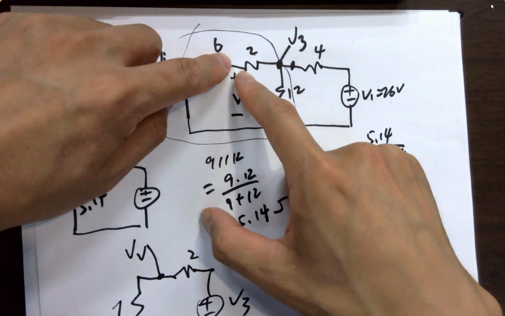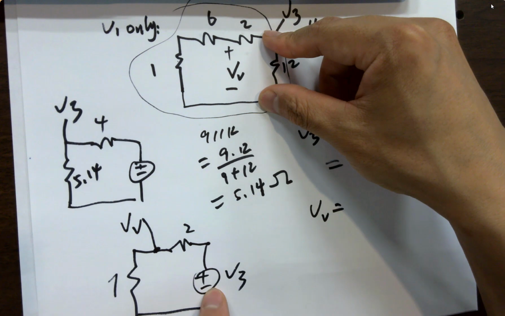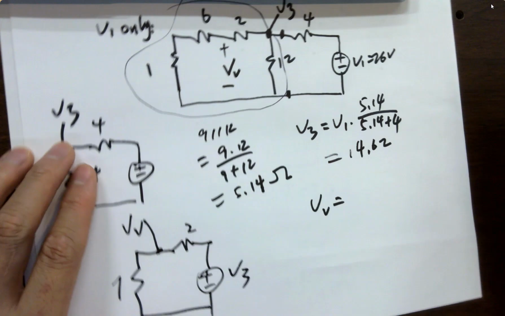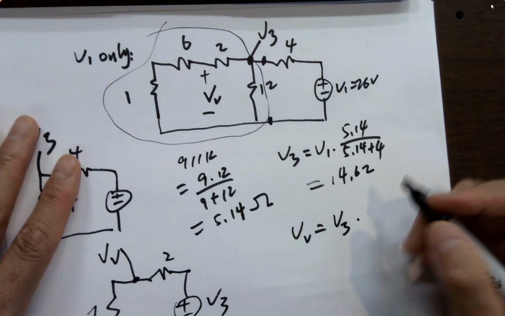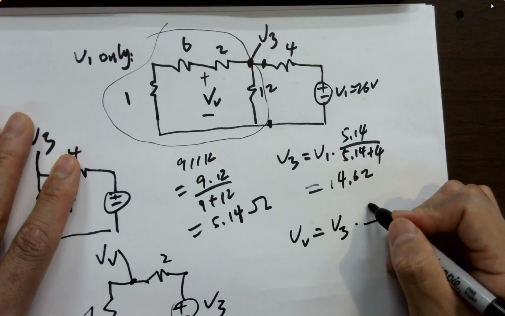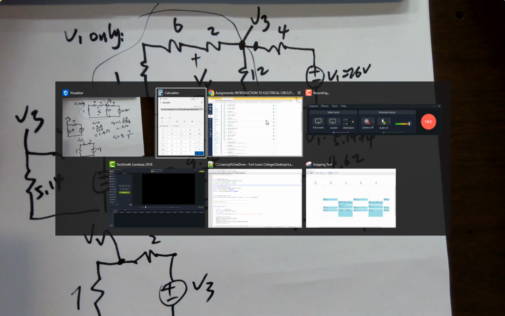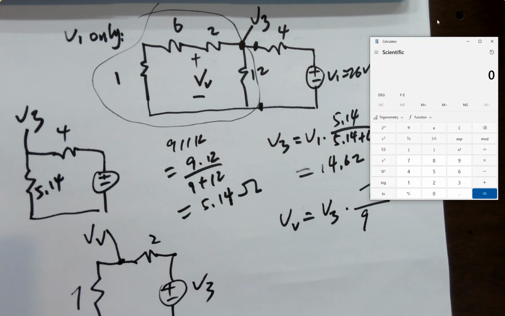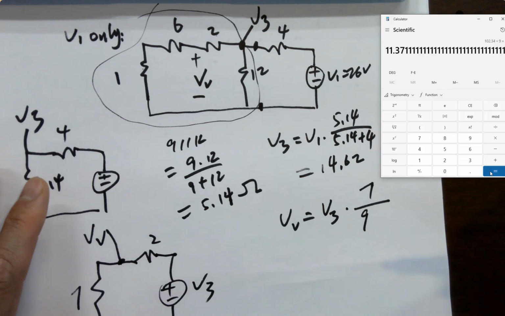The voltage gets divided. And how to calculate the divided voltage is you have the voltage source here, which is V3, the voltage across these two terminals. And just apply this again. So it's V3 times, which over which? 7 over what? 9. And that becomes 14.62 times 7 over 9, which is 11.37.